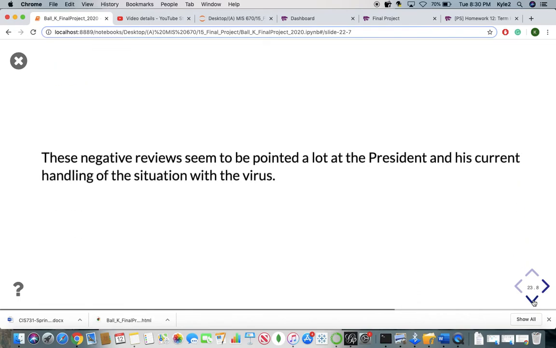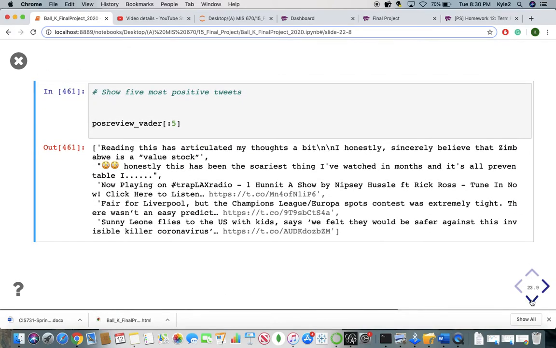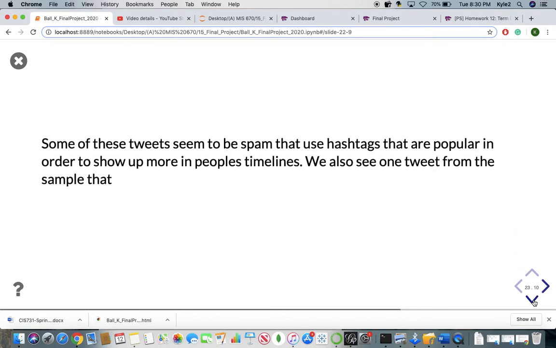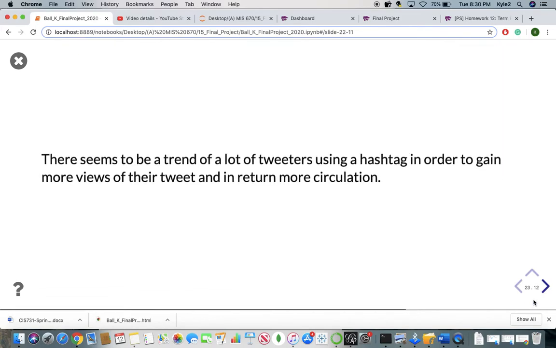And so I just pulled 5 negative tweets to get a better idea of what's going on. A lot of it was pointed at the president and the current administration. So this is a very political issue. And then positive, I found some that were promotional things when I was looking through some of them. So sometimes people just hashtag something that's trending in order to get their tweet looked at more.